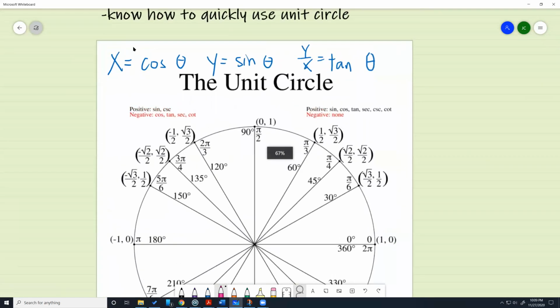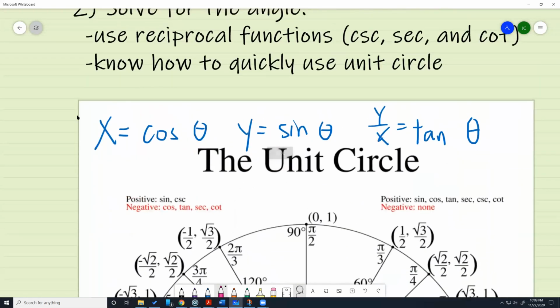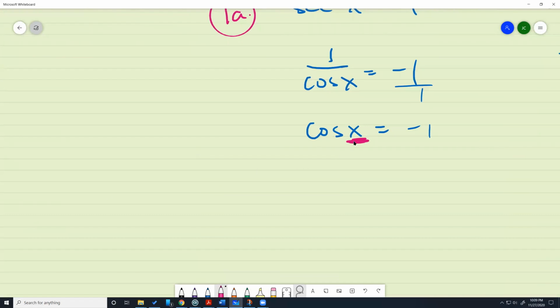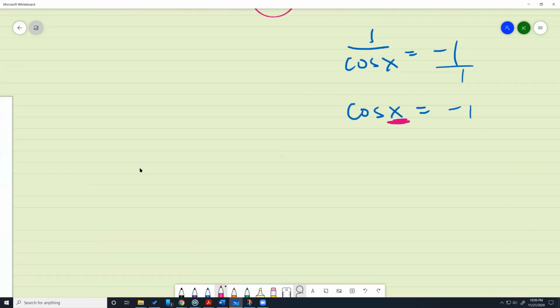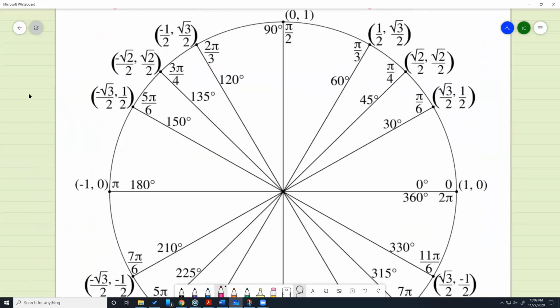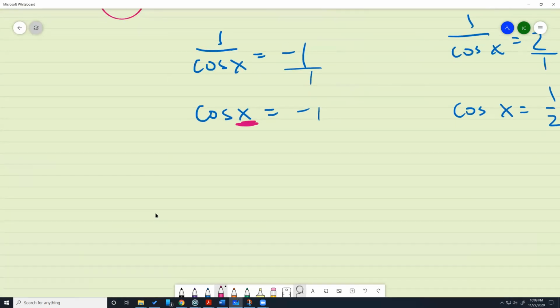Okay, and a quick review on the unit circle. A quick way to use it is, depending on the angle for cosine, you're just going to look at the coordinate point and only at that x value. So for example, if we wanted the angle for cosine that gives us -1, we want the coordinate where the x is -1. In that case, the only angle that gives us that is pi, and that coordinate point on the unit circle is (-1, 0), where x is -1. So we know we want that angle pi.